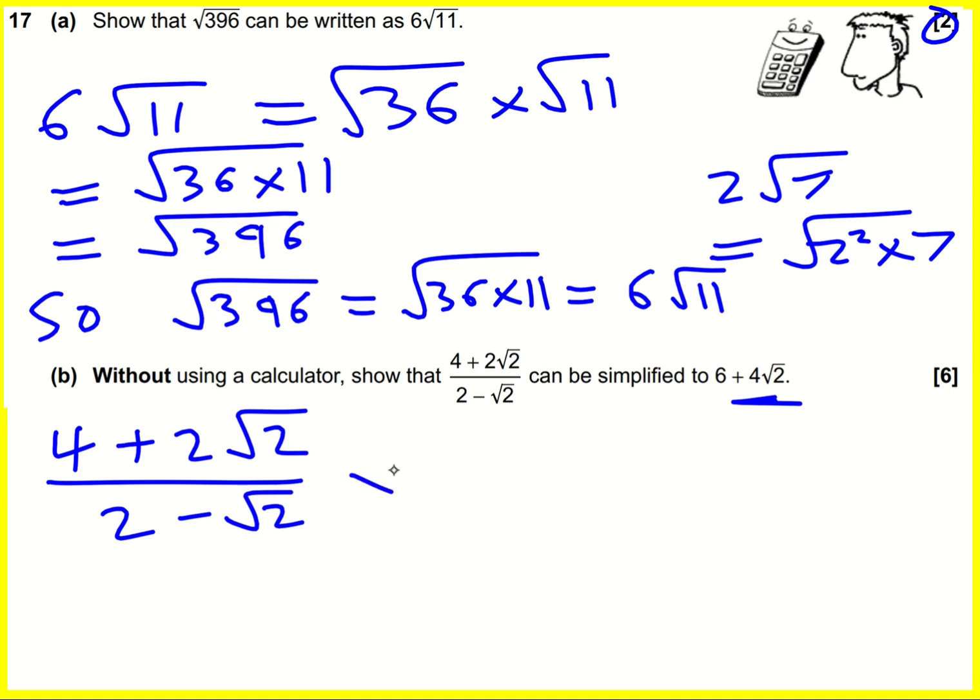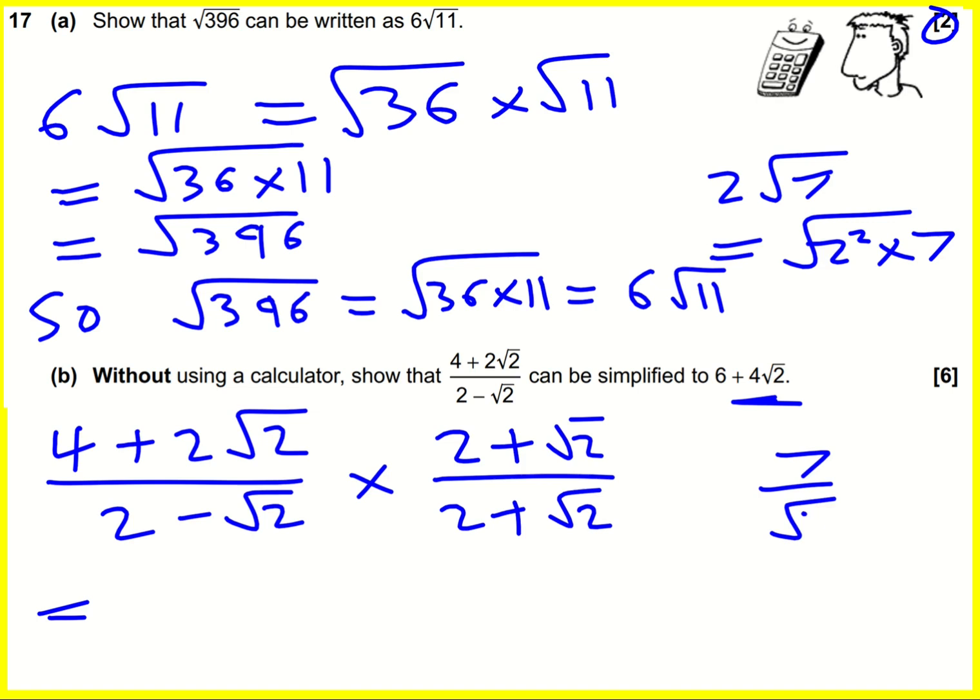Now what you have to do is times by 2 plus root 2, because that will mean they cancel out. If you try and times by the same thing, it won't. When you have 7 over root 7, you can just times top and bottom by root 7. That's not going to work here. You have to switch the sign around. Let's just see why. I'm going to write it out again, multiplying my fraction.